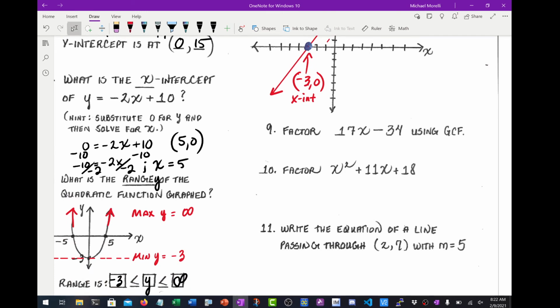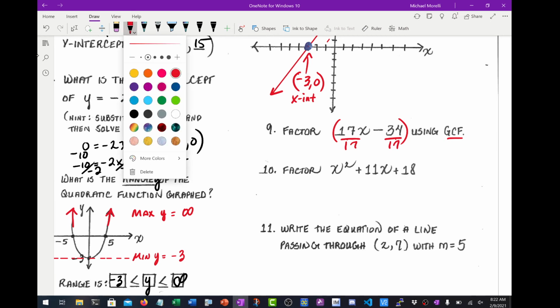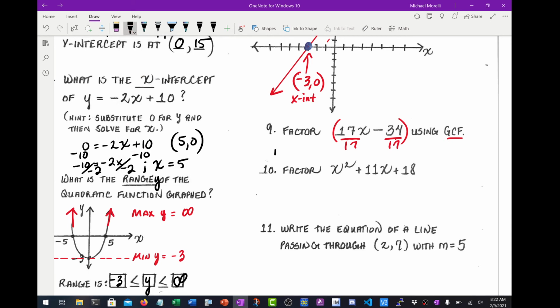Factor 17x minus 34. So here, what you've got to do is factor out using the greatest common factor. Well, the greatest common factor of 17 and 34 is 17. So what you want to do is put parentheses around this expression and divide both terms by the GCF of 17. So what the final product looks like is 17 open parentheses x minus 2 close parentheses. That's it. That's all you had to do there.